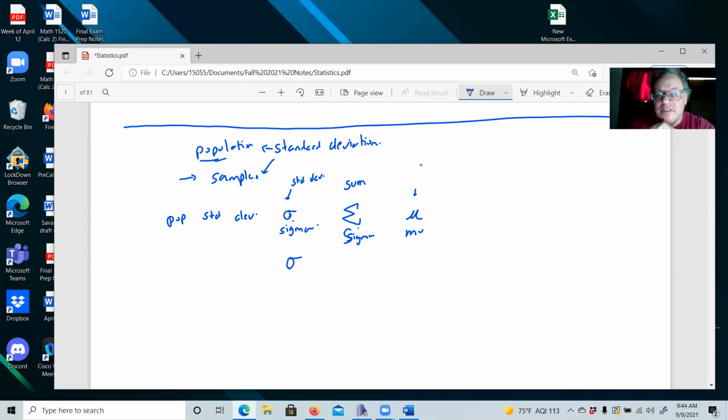Mu is our population average. We're just going to add up all the numbers and then divide by the number that we've added. It's pronounced mu. And we use a capital N. This is the number of things in the population.